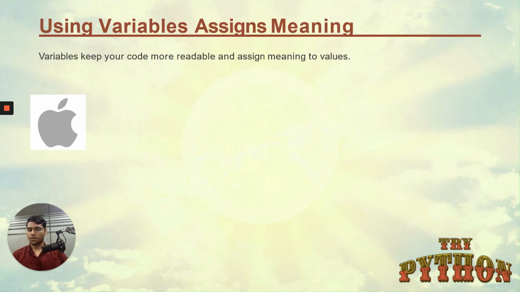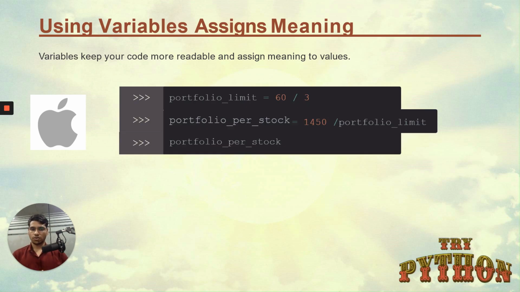Now if I put everything together, this is how my code is going to look. First I have a variable portfolio limit, which is 60 by 3. Then I have portfolio first stock, which is 1450 divided by portfolio limit. And then finally I'm getting the answer, that is 72.5.